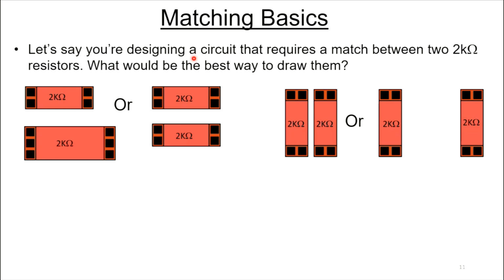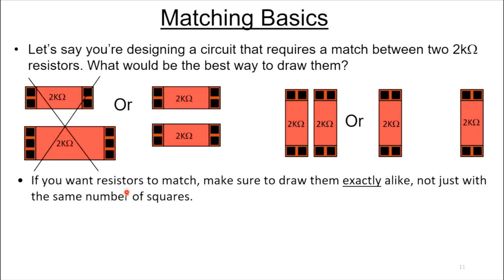Let's look at this set on the left side here. All these resistors are 2K, and they're all 2 squares of poly, but you have 2 resistors that are drawn the same size and 2 resistors that are drawn different. I think it should be pretty much obvious if you want the resistors to match, you want to draw them exactly alike. Not just the same number of squares. You want them to be drawn exactly alike.